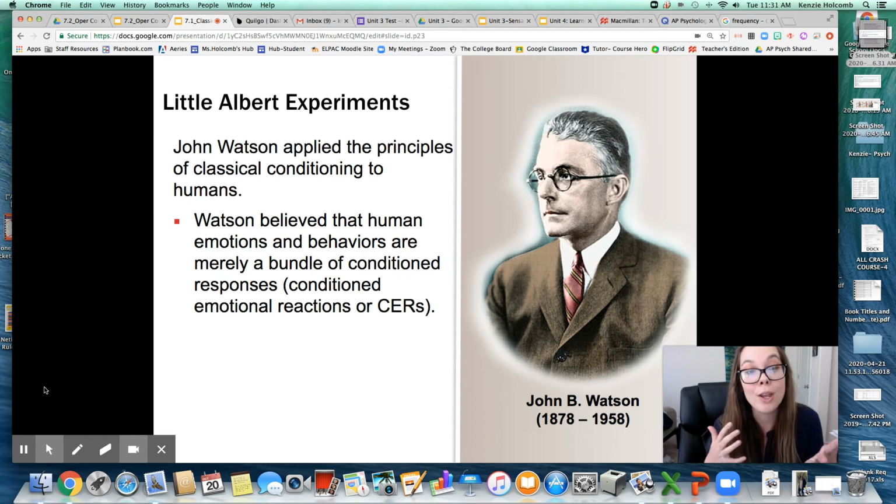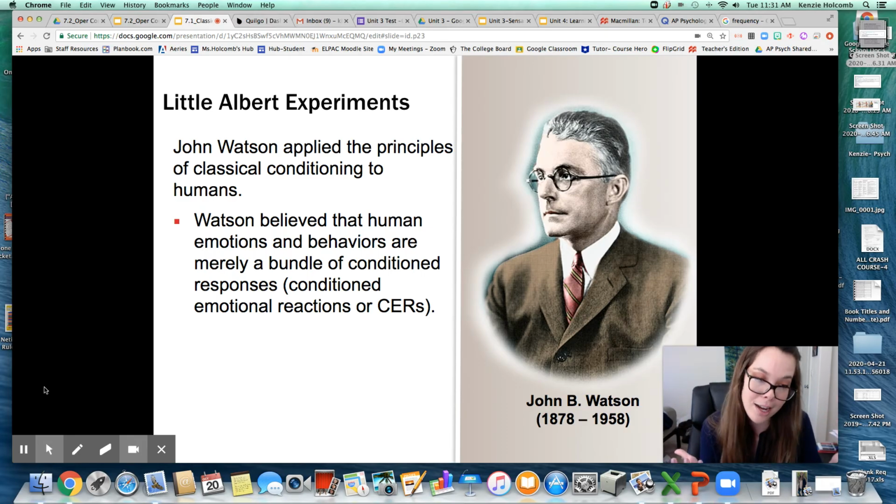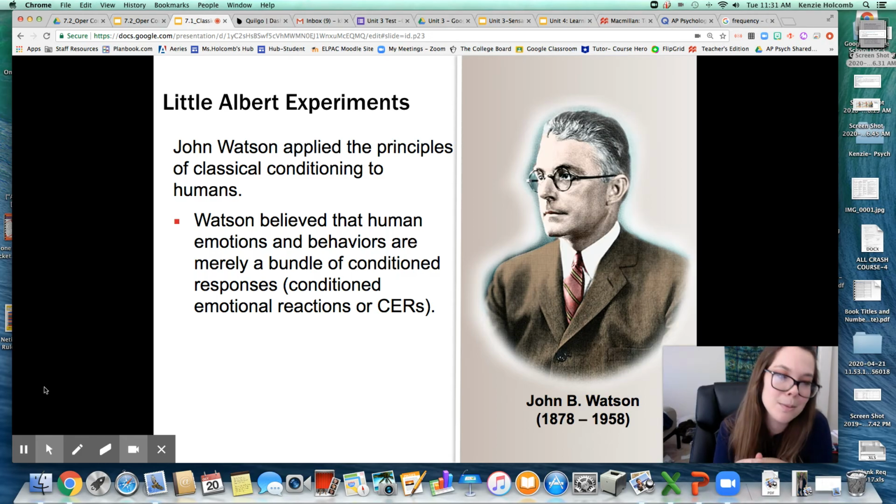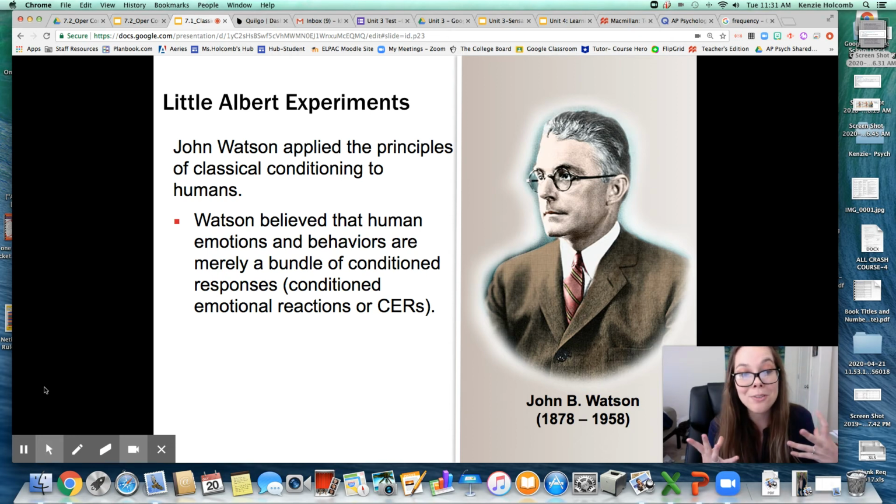So again, I want you to come up with a way to remember John Watson's name, and he is Little Albert, okay? And he applied the principles of classical conditioning to humans. So Pavlov came out with classical conditioning for animals, and of course, our society wants to see, does it work on humans? Watson believed that human emotions and behaviors are merely a bundle of conditioned responses. So John Watson did an experiment with a child named Little Albert. Now please pause the video and watch the video on Little Albert.